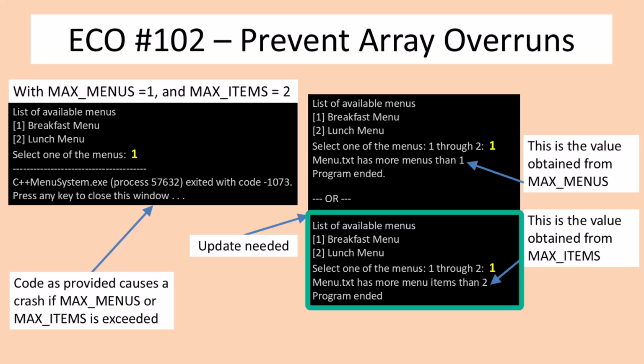If an error occurs, a message needs to be displayed on the console and the program needs to exit with the error code of -1 instead of causing a buffer overrun and crashing. Don't forget to set max_menus and max_items back to their original values.